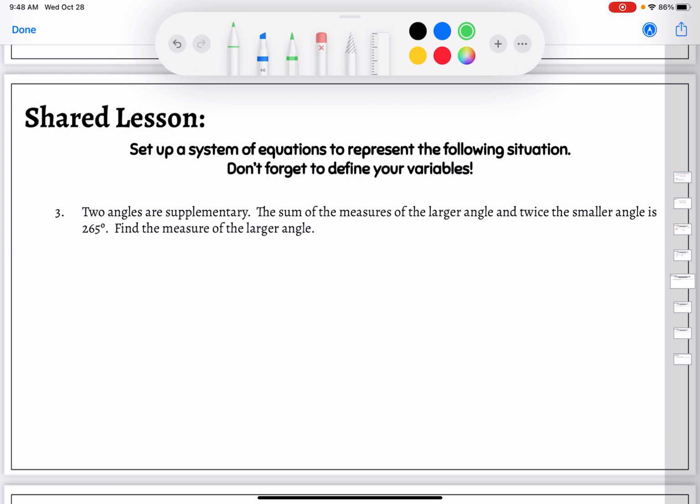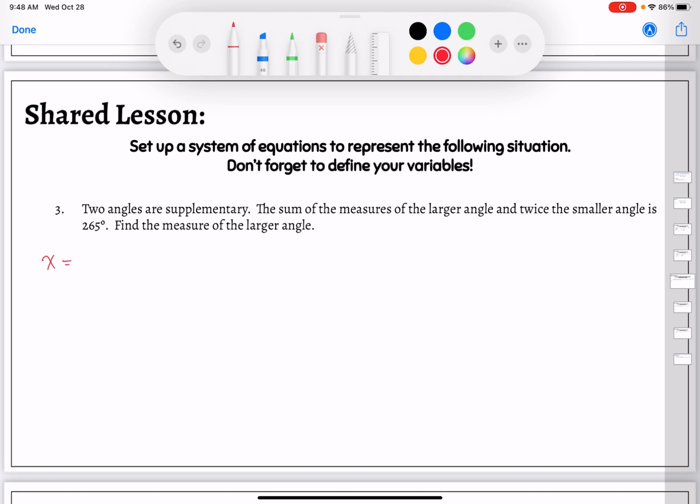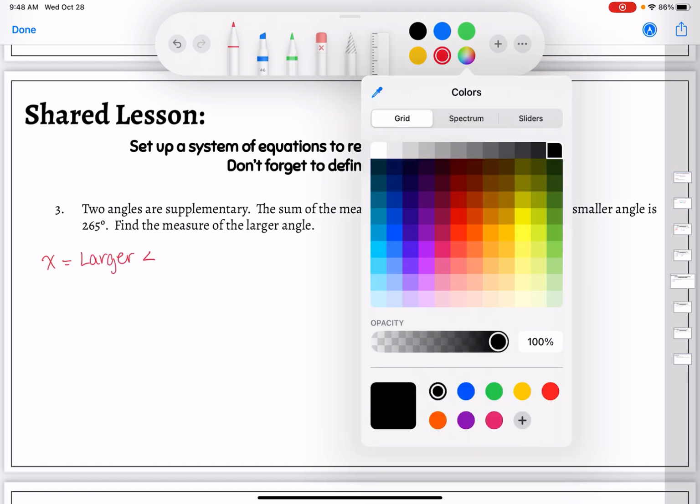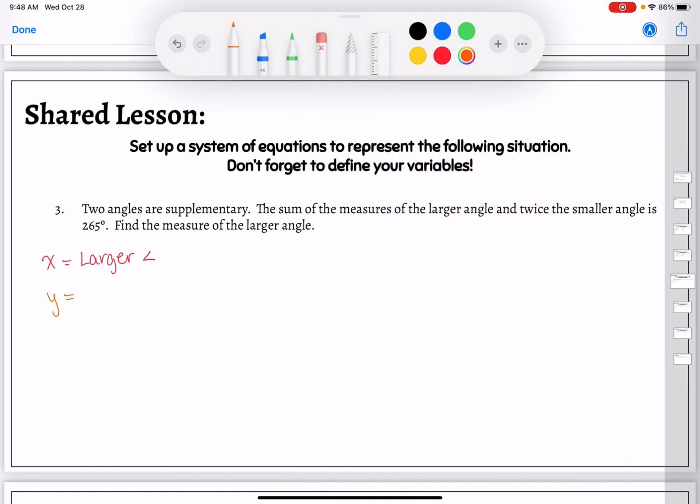So when we're talking about this, we're talking about two angles, right? Two angles are supplementary. And then in my second sentence, it says that we're talking about a larger angle and a smaller angle. So very similar to the first problem, I'm going to define my variables by saying x equals the larger angle and y equals the smaller angle. Okay? So these two angles are supplementary. This is our first sentence.